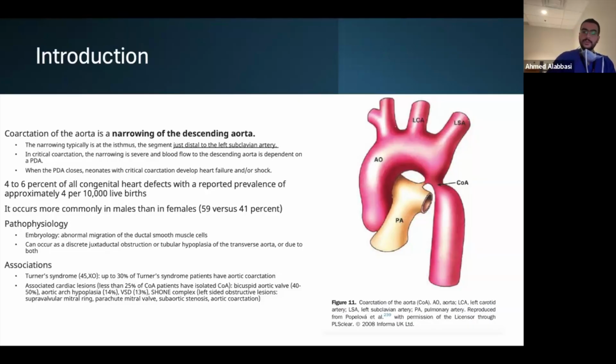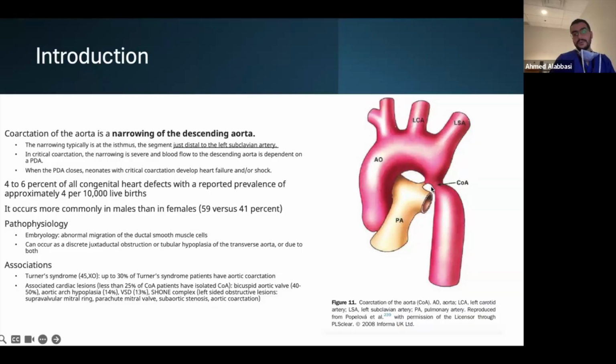The pathophysiology, when you look at the embryology of it all, there's multiple hypotheses, but the most thought of hypothesis is that there's usually abnormal migration of the ductal smooth muscle cells into this area, which is usually at the aortic isthmus, which causes this narrowing.